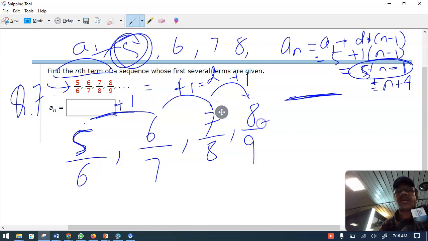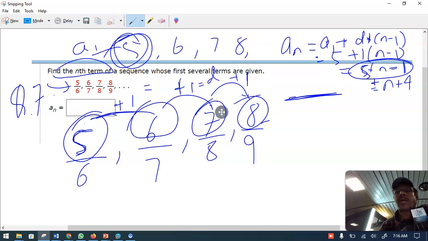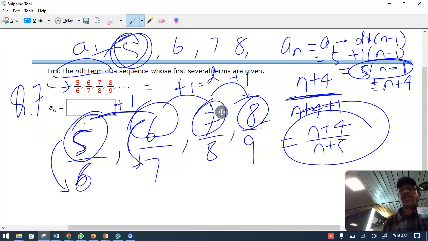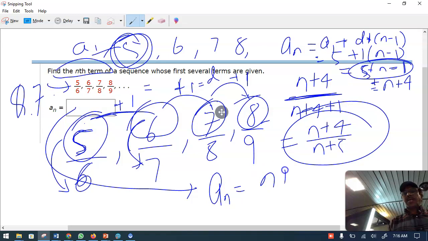So the numerator works out to be the nth term n plus 4. And you can see the bottom part is the top plus 1, so the numerator plus 1. So the final answer becomes n plus 4 over n plus 5. And you're done. So in this box, a_n is (n plus 4) divided by (n plus 5).